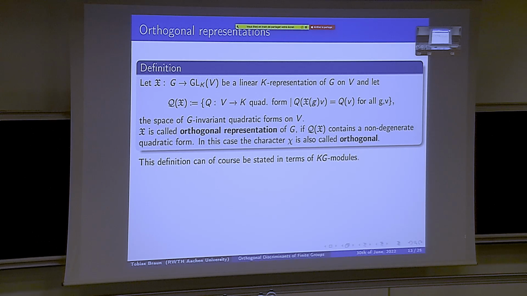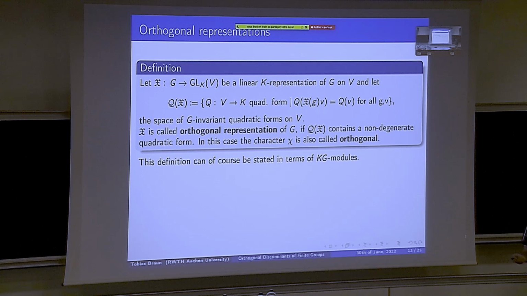More formally, you just take a linear K representation of G, and you define the space Q of X, which is just a vector space of quadratic forms on V that additionally is G invariant. So this property means just G invariant. X of G acts trivially under this quadratic form, or as an orthogonal map on this quadratic form. And if this space Q of X contains a non-degenerate quadratic form, then we call X an orthogonal representation. So it just has more structure than a regular representation. And if this is the case, we can still consider its character, and then we also can call it orthogonal.